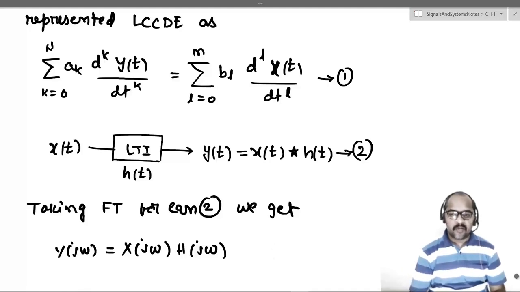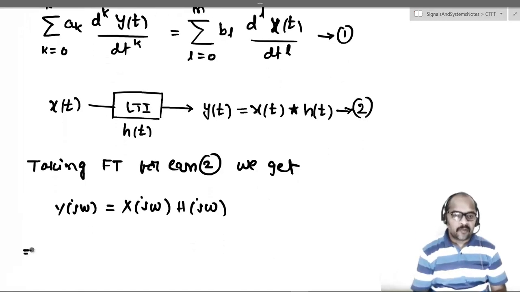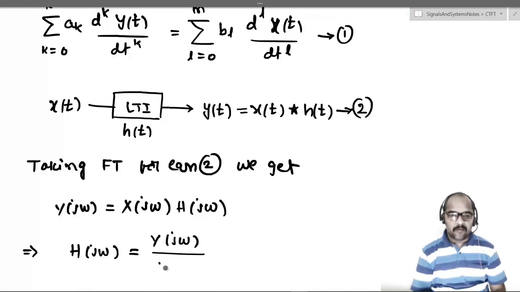From this what do you get? This implies H(j omega) is equal to Y(j omega) divided by X(j omega). We will talk about what that is. Let's call this equation 3.